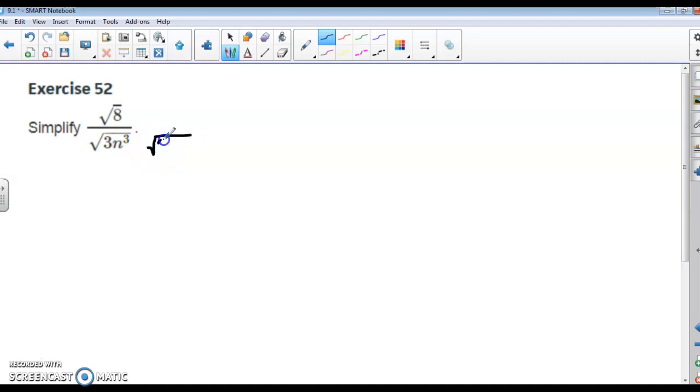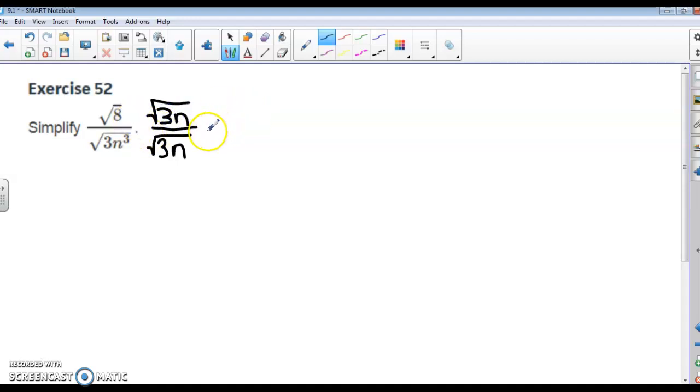And then n cubed, well, we want one more n in order to make it even, because when the exponent is even, then it's a perfect square. So if we just have one more n there, it'll become n to the 4th, and that'll be what I want to do. So I'll multiply the top and the bottom by the square root of 3n.